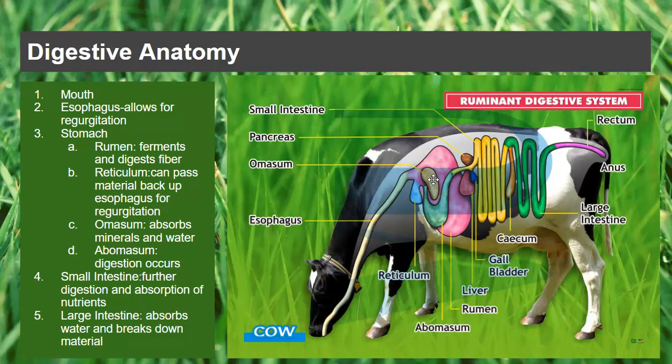So we start with the rumen, which is responsible for fermenting and digesting fiber. Then we move into the reticulum, which can pass material back up the esophagus for regurgitation. Next, we have the omasum, and that absorbs the minerals and the water from the nutrients. And then we have the abomasum, which is where digestion occurs.